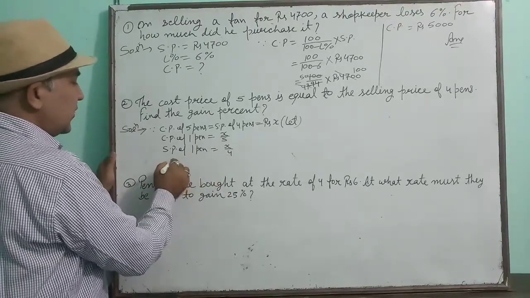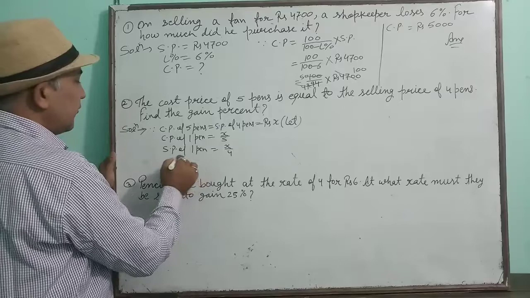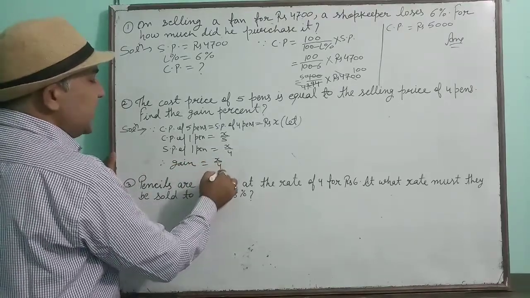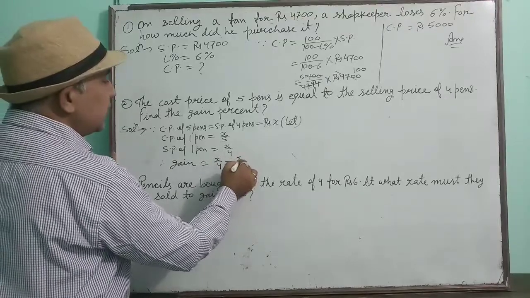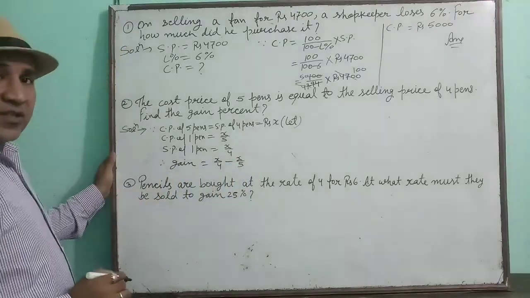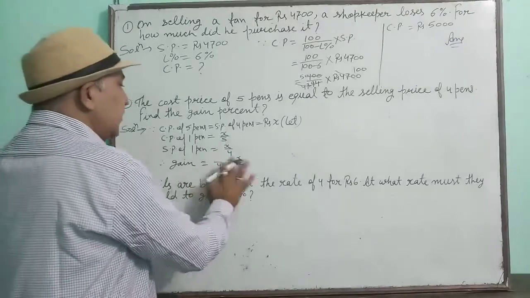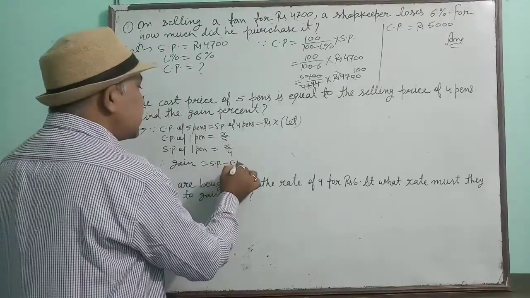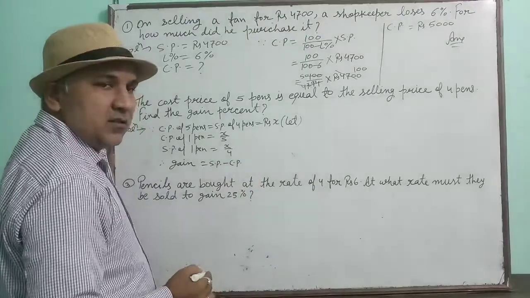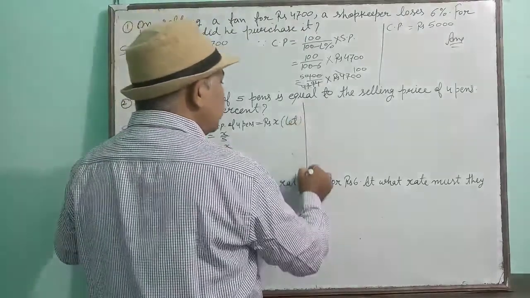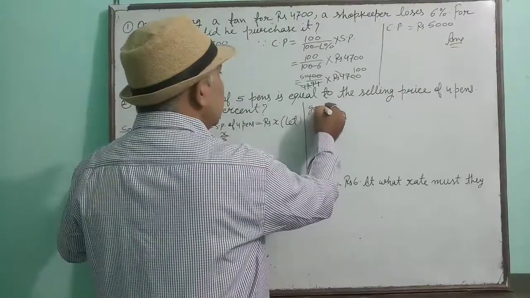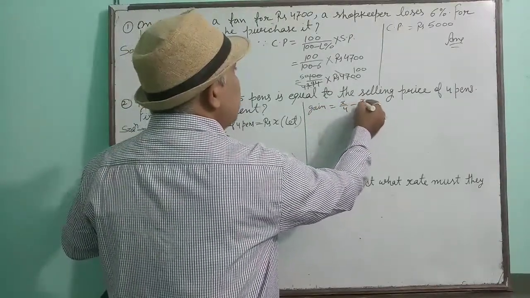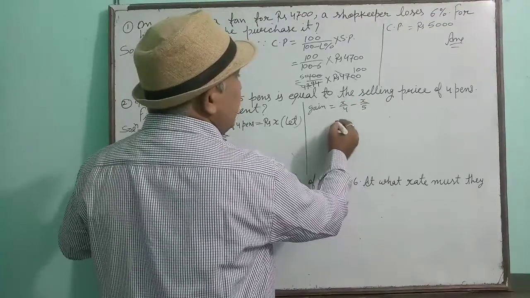So what will be the gain? Gain will be selling price minus cost price. This is the formula for gain. What is the formula? Gain is equal to selling price minus cost price. So find out gain here. Selling price is x by 4 rupees, cost price is x by 5 rupees.